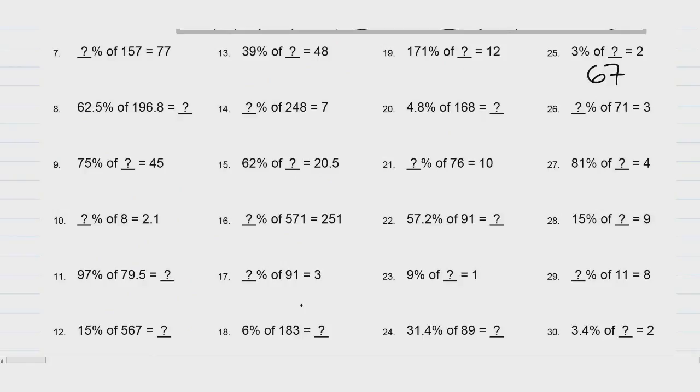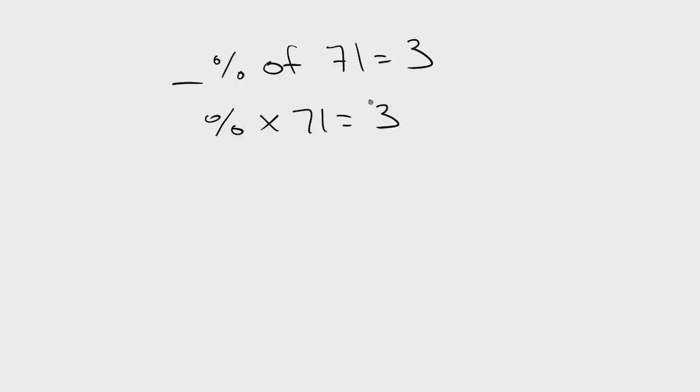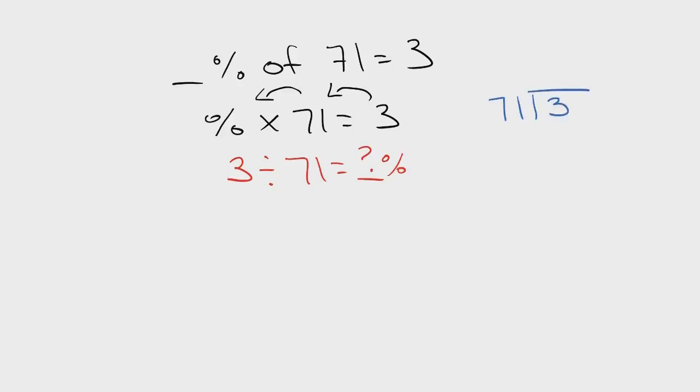Problem number 26. What percent of 71 is 3? We're going to have a percent times 71 equals 3. And we're going to have to go backwards. So I'm going to rewrite this as 3 divided by 71 equals a percent. Put a little question mark there. Let's write it right here. 3 divided by 71.